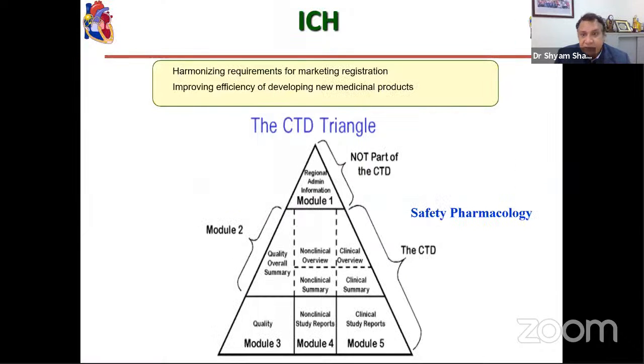To look into this issue of QT prolongation, the ICH, the International Conference on Harmonization, now the International Council on Harmonization, came up with harmonized guidelines. You can go to the ICH website, www.ich.org, and find a lot of information about the studies required for the safety and efficacy of any molecule. All the guidelines for conducting those studies are available. Those who are interested can go through these guidelines.